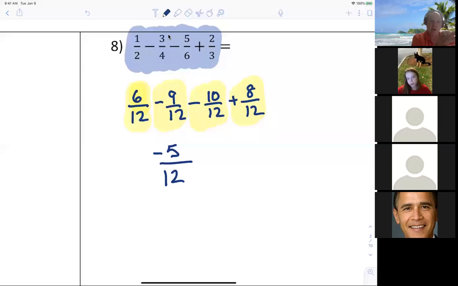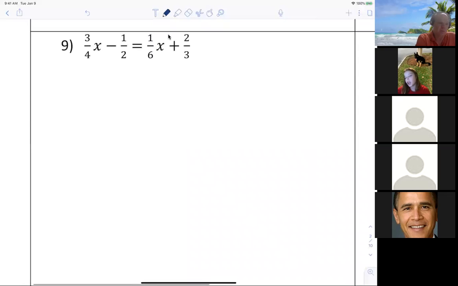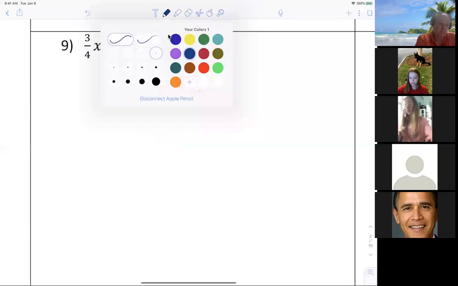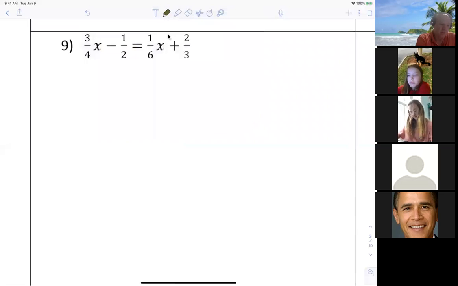All right, now number 9 is annoying, okay, because you got to get common denominators. So here we go. Please speak up. 12. 12 again. Yes. But first thing is, we're just going to do minus 1/6x minus 1/6x plus 1/2 plus 1/2.